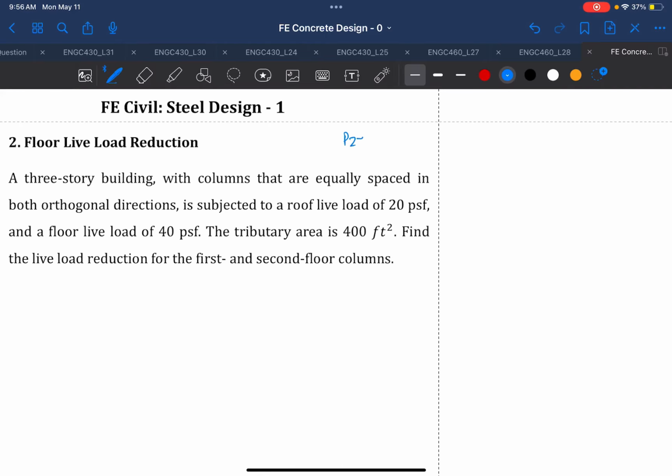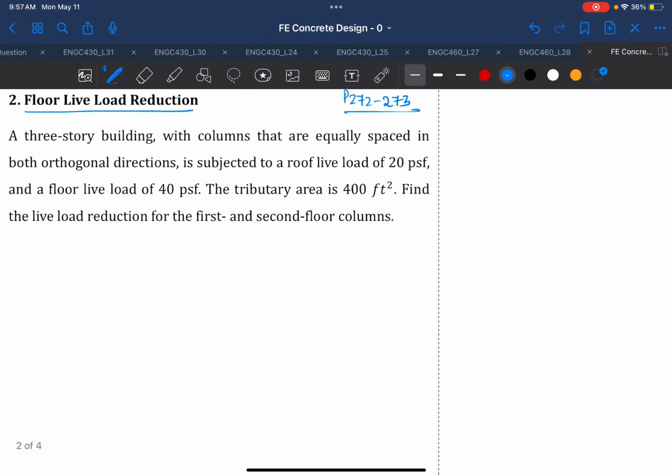This is also on page 272 and 273, which is your floor live load reduction. And here we are only concentrating on floor live load. So this is not the same as roof live load reduction. In your ASCE 7, they have given you a roof live load reduction, but your FE manual only focuses on floor live load reduction.